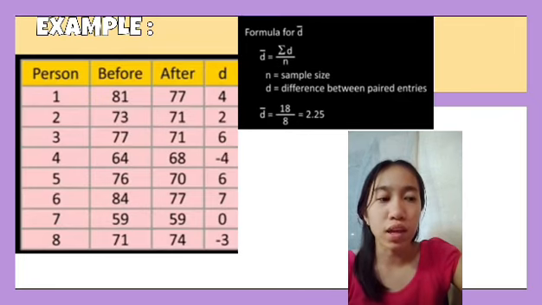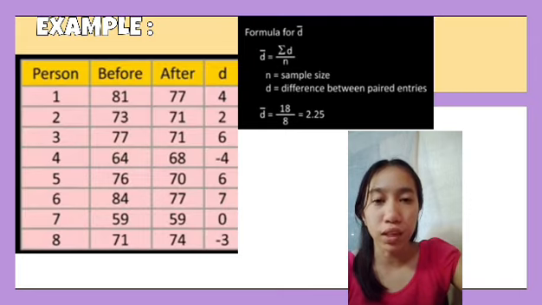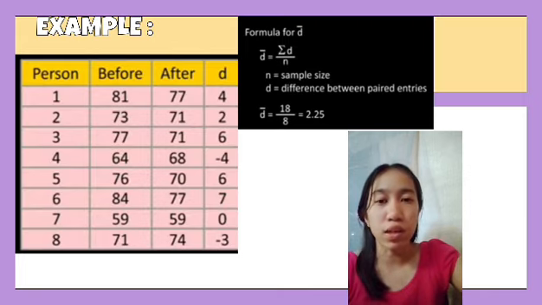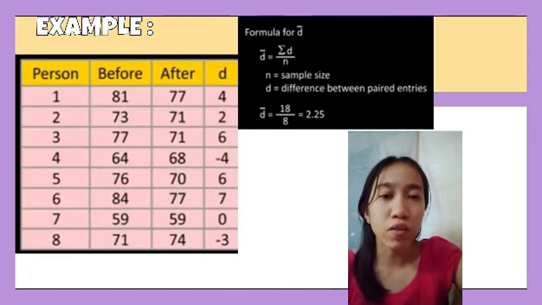64 minus 68 is equal to negative 4. Then 76 minus 70 is equal to 6. 84 minus 77 is equal to 7. And 59 minus 59 is equal to 0. 71 minus 74 is equal to negative 3. So after getting the value of D, all you need to do is to add all the values of D to get the summation of D.